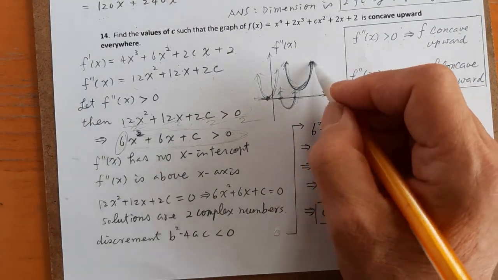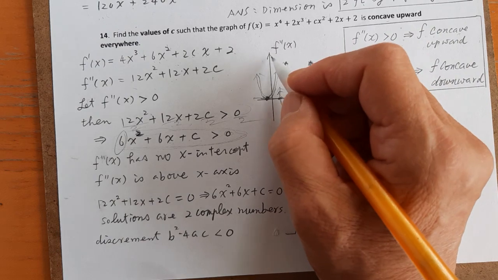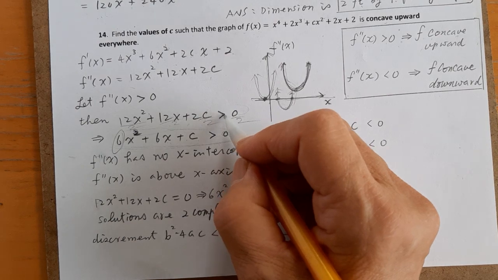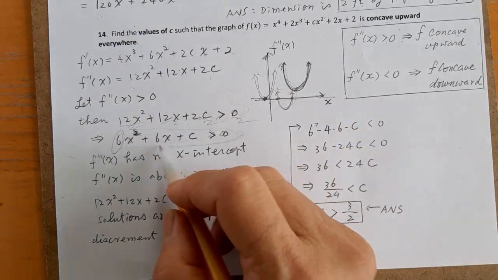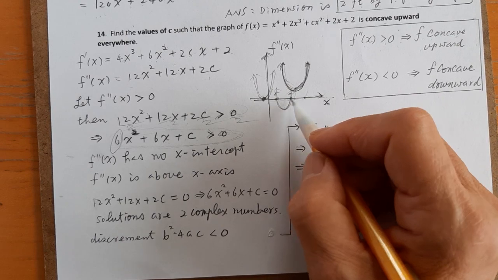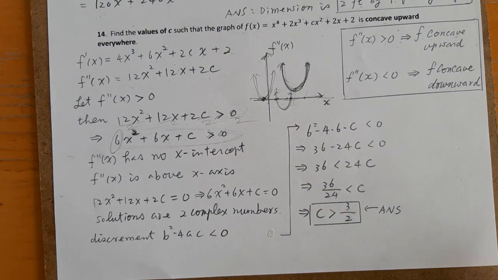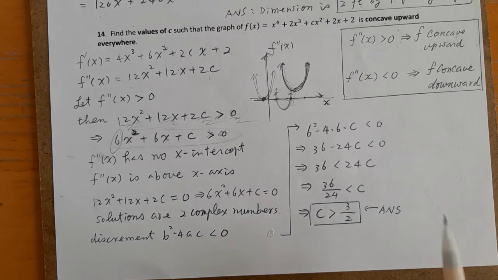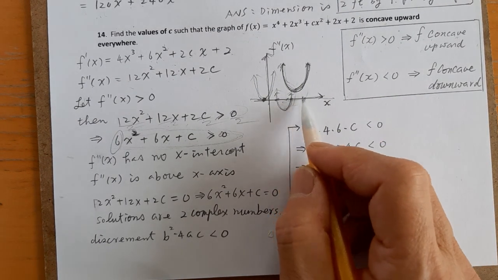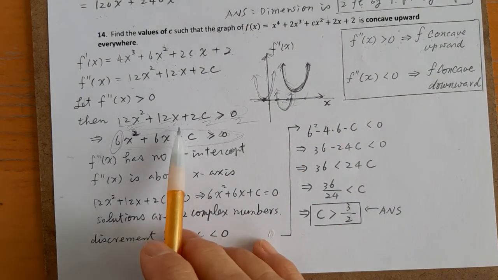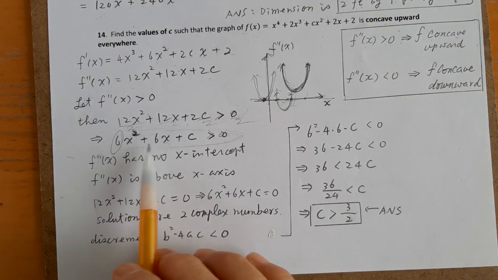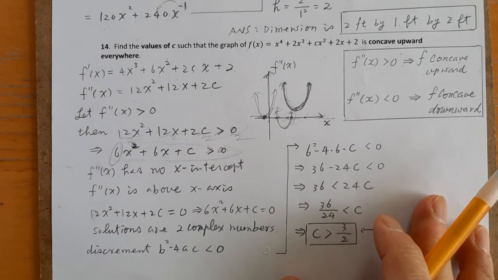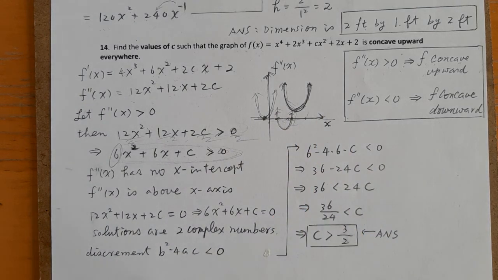If there's no touch with the x-axis, then y is always above the x-axis, above 0, so it is greater than 0. So if greater than 0, this function has no x-intercept. This kind of graph has no x-intercept. That means when you solve for x, there's no real solution. One touch is one real solution, two touches is two real solutions, and no touch is no real solution, which means two complex solutions.